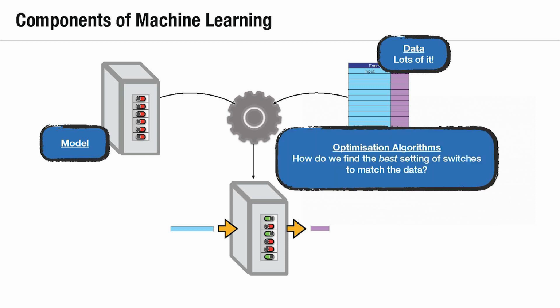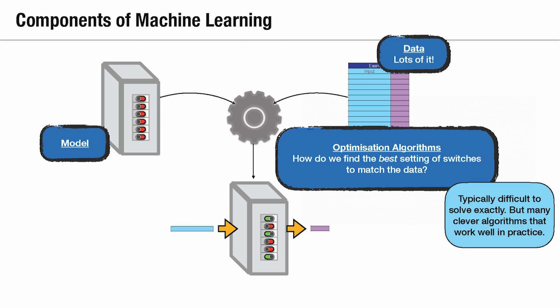Then there is this very important problem of how do I find the best or optimal setting of switches to match the data. If I were to do this exhaustively, these are toggle on-off switches, which means I'll have to look through a number of configurations exponential in the number of switches to find what could be an optimal setting. So this is very difficult and obviously not the way to go about this.